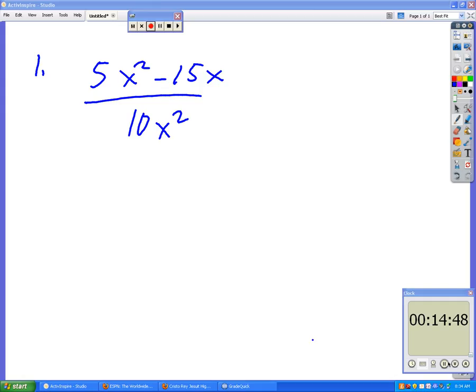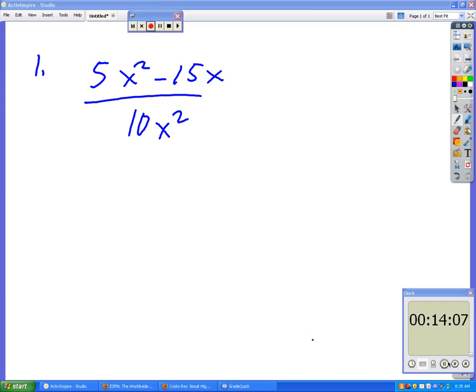You cannot cancel. This is a binomial, right? You cannot cross any part of this out and leave the rest of it. You cannot say, that's an x squared, that's an x squared, they're gone. You cannot say 5 goes into 10 twice and leave the rest of it here. When you do a binomial, you cancel all of it or you cancel none of it. You never, never, never cancel part of a binomial. If you do, it's always wrong.